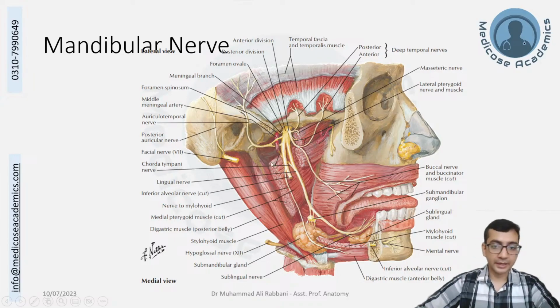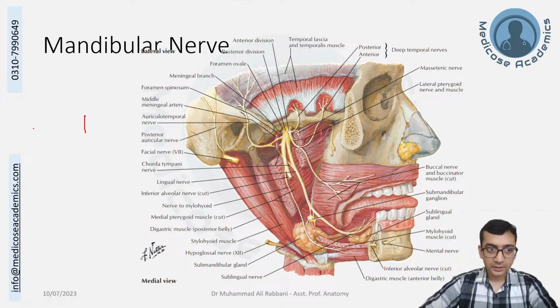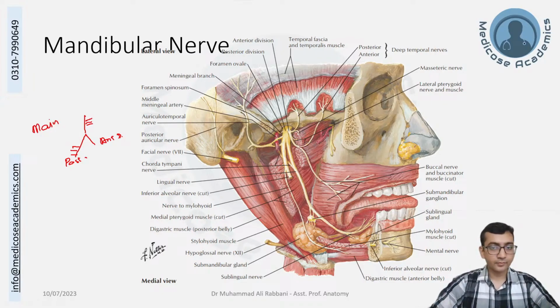As it exits, there is a main trunk, then it divides into the anterior division and the posterior division, and we will see the branches of them separately. There will be three branches from the main trunk, there will be three branches from the posterior division, and I think there will be three or one from this region also.